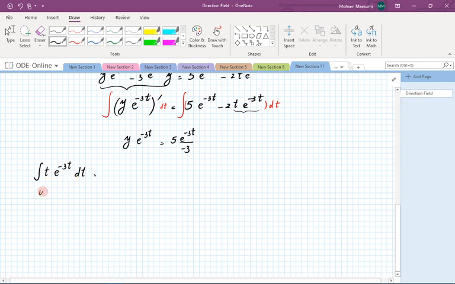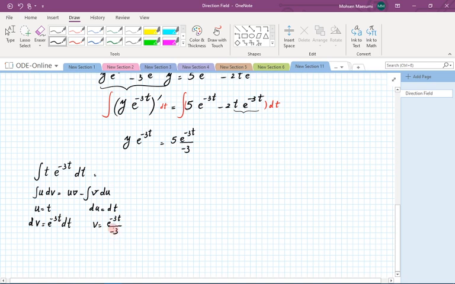This is a standard integral, so we are going to use the integral of u dv is equal to uv minus the integral of v du. So let's write the ingredients here. My u is going to be t, and dv is whatever is left over, so exponential of minus 3t dt. If u is t, then du is of course just dt, and if dv is that, then v has to be exponential of minus 3t over minus 3.